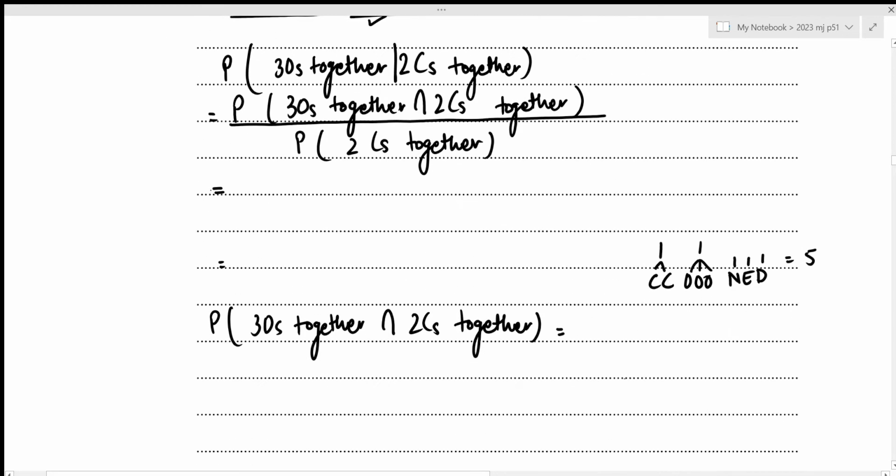Let's figure out the arrangement. That is just going to be 5 factorial. And we do not have any repetitions, right? Because if you consider only the arrangement of C's itself, that will be 2 factorial by 2 factorial. And if you consider the arrangement of 3 O's, that will be 3 factorial by 3 factorial. So they'll get cancelled out either way. That's just going to be 5 factorial. Now, for the denominator, that's 2 C's together.